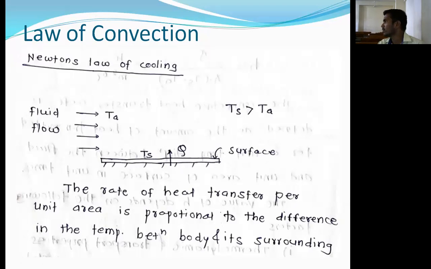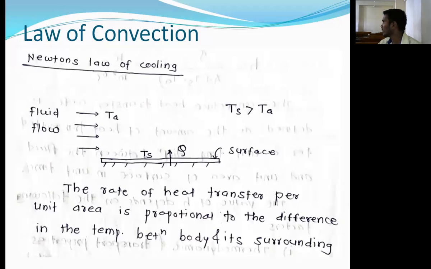Okay, means we have considered one plate and the temperature of that particular plate is Ts, and whatever fluid is flowing on that plate has temperature Ta. Okay, so at that time the rate of heat transfer per unit area, Q by A, is directly proportional to the temperature difference between the body and its surrounding.